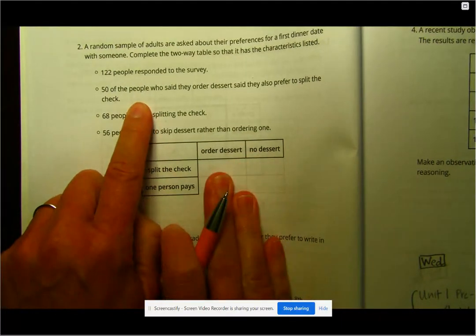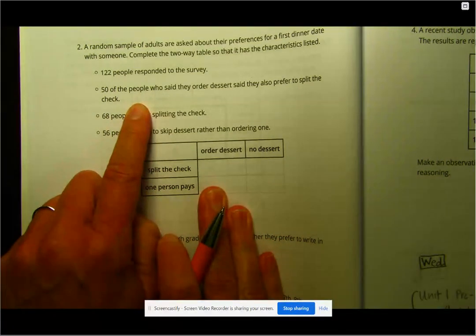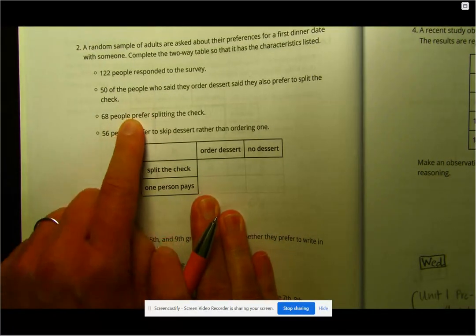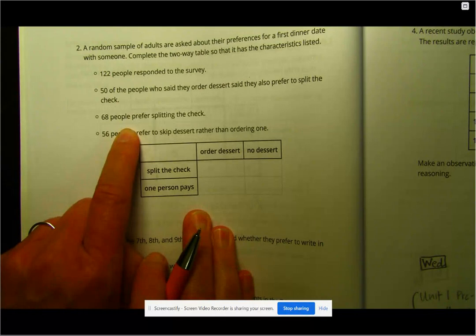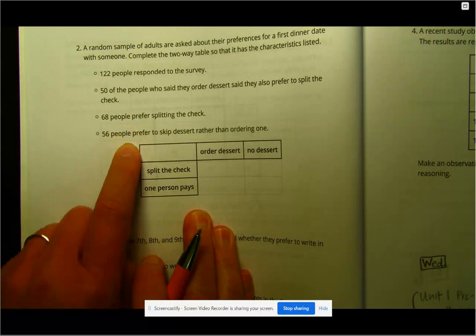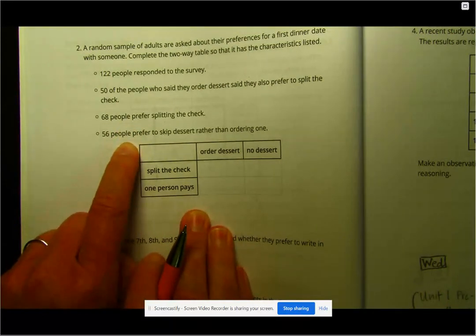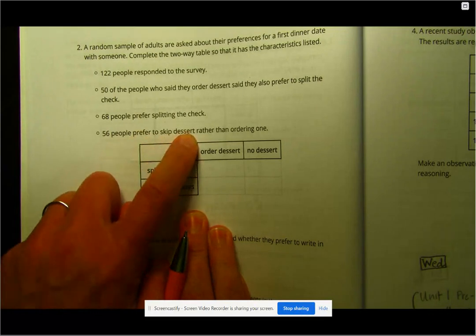So 122 people responded to the survey. 50 of the people who said they ordered dessert said they also prefer to split the check. Sounds like one of those riddles. 68 people prefer splitting the check. 56 people prefer to skip dessert rather than ordering one.